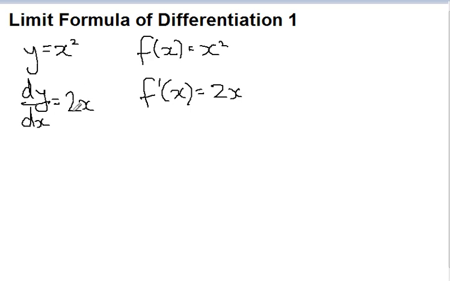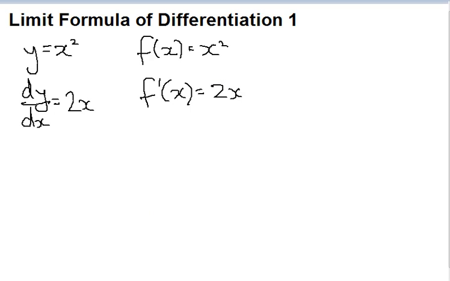In this video, and in fact in the next video, I'm going to look at proving that when f of x is x squared, the gradient function is 2x. Of course, in the last video, we only actually did it for 5 points. So that's not a proof. It was good enough to get the formula, but it's certainly not a proof. So in this video, I want to do it for any general point.